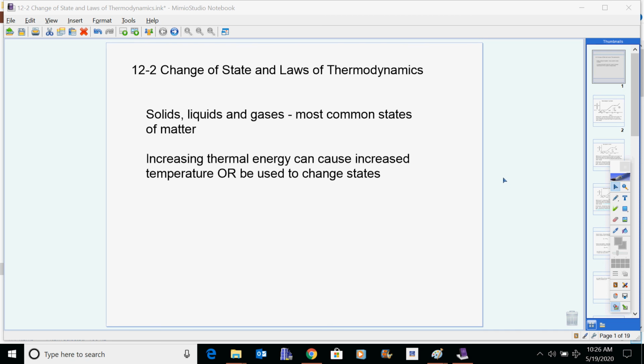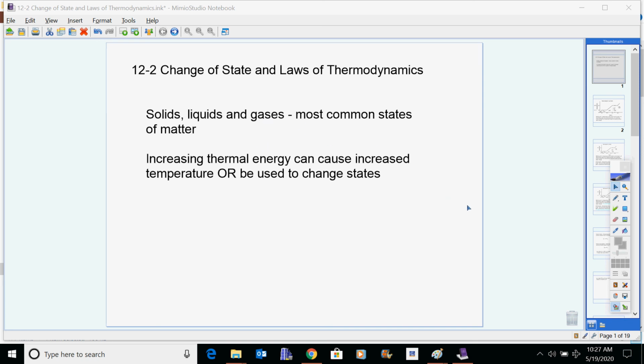Hello, physics class. We're ready to work on changes of state and laws of thermodynamics in this particular section of the chapter. Now, there had been a question on a couple of the questions in the practice problems 9 and 10. So I'm going to address that when we get a little bit further on in the lesson because it overlaps a little bit with what we're going to talk about today.